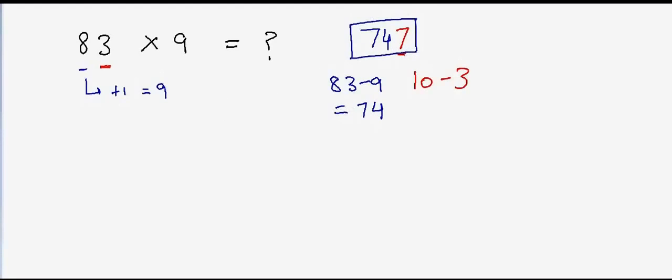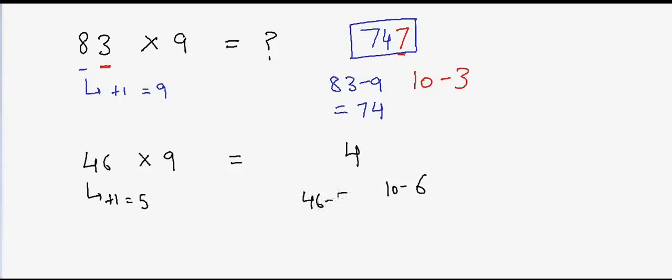Let me try it again. If I have 46 and I want to multiply this by 9, in that case 10 minus 6 is equal to 4, and then 4 plus 1 is equal to 5. So 46 minus 5 is 41. So the answer is 414.